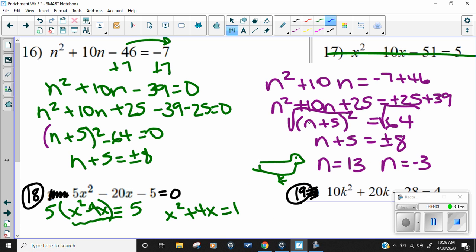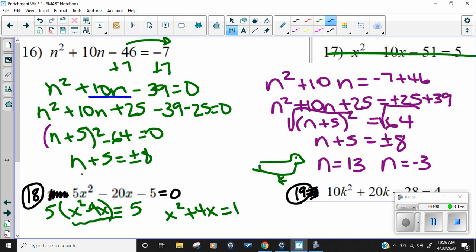So also difference of squares. Remember, we always want 0 on the right-hand side. Now, I'll talk about that arrow in just a second. So I added the 7, and I got this. Now we do this difference of squares with the 10. Half of 10 is 5. 5 squared is 25. And so since I added 25, I have to take away 25. And I get negative 64.